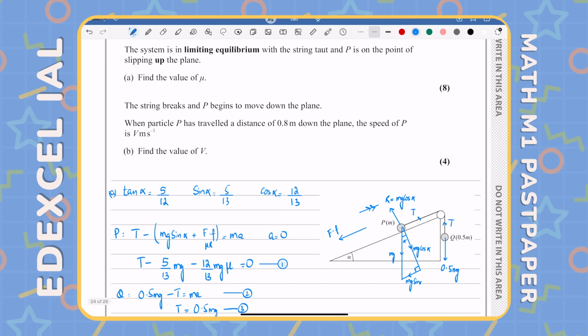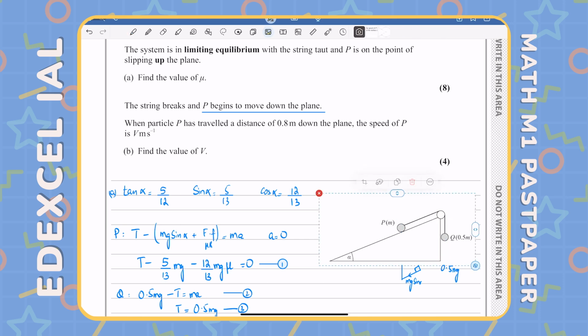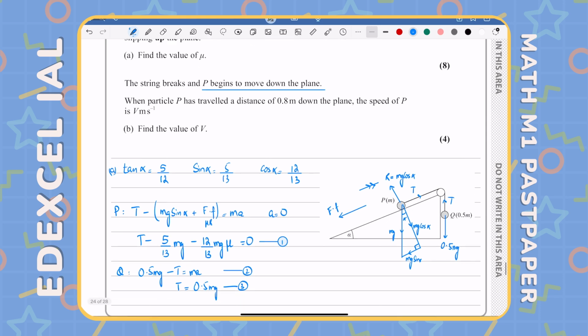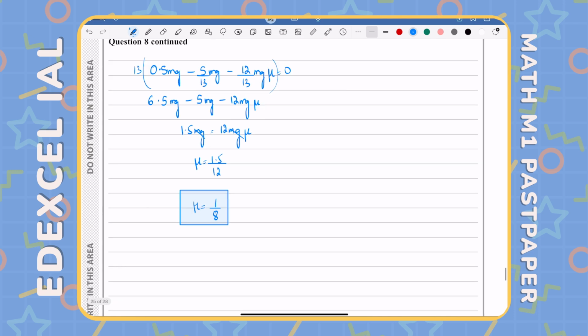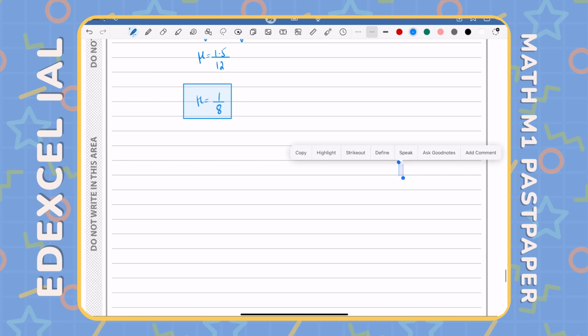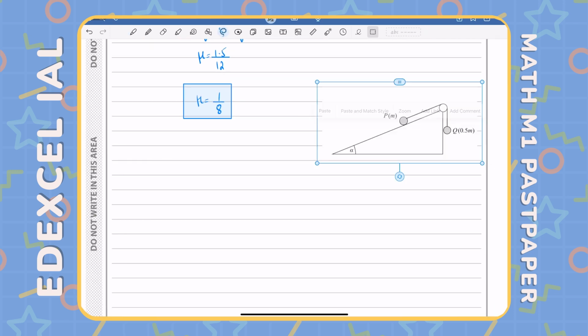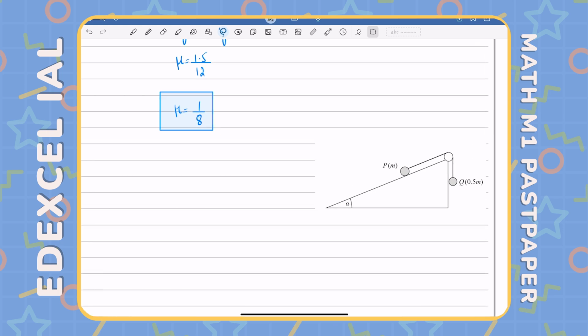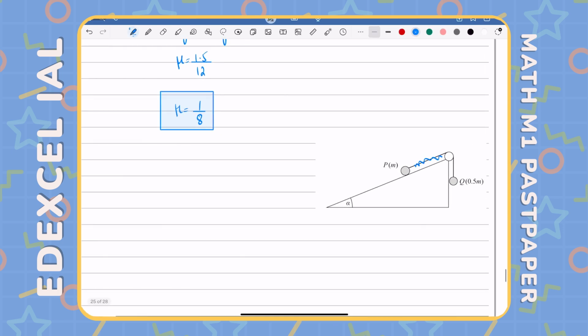Now the question says the string breaks, and P begins to move down the plane. When P has traveled a distance of 0.8 meters down the plane, the speed of P is v. Find the value of v. Now, once the string breaks, that means the tension is no longer there.